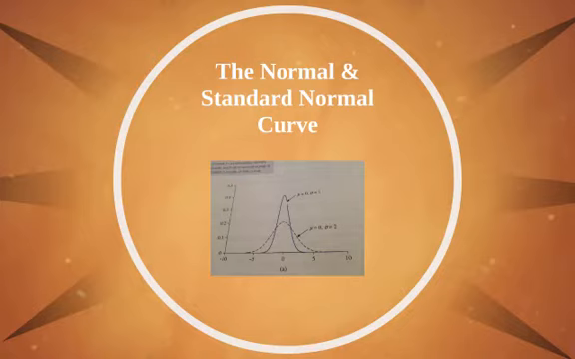The comparison between the normal curve and the standard normal curve is that for the latter, the standard normal curve, the mean is always 0 and the standard deviation is always 1. Just for your information, what we're looking at right now is a normal curve and not a standard normal curve.